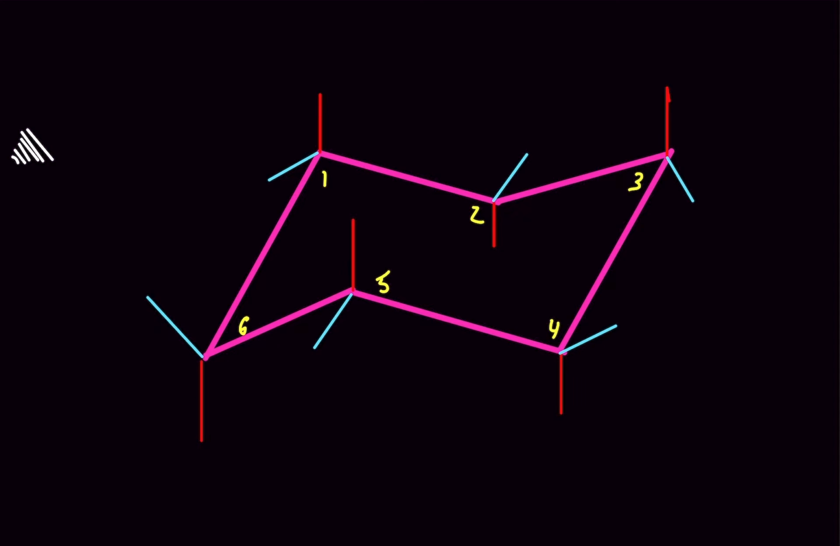So let's look at the axial first. Look at carbon 1. The axial position on carbon 1 goes straight up. On carbon 2, it goes straight down. On carbon 3, it goes straight up. On carbon 4, it goes straight down. On carbon 5, it goes straight up. And carbon 6, it goes straight down. So it's alternating. Every next carbon rotates.